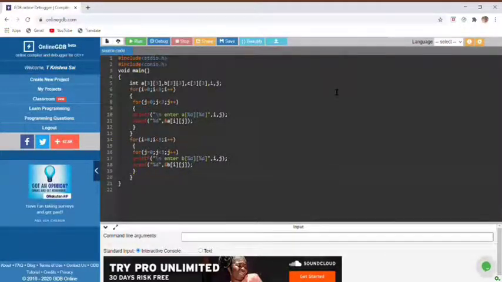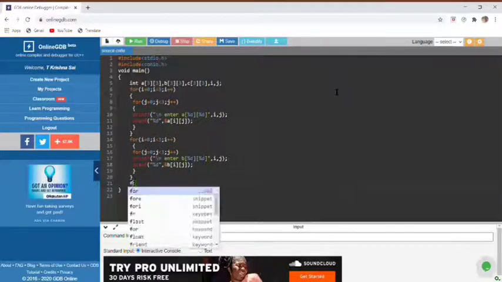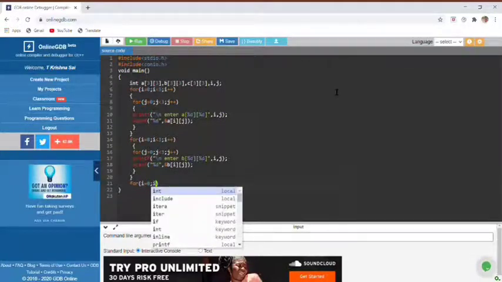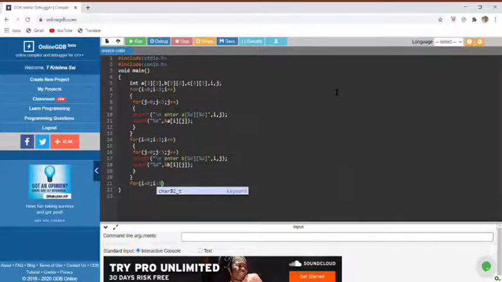The open brace should be closed, and here also it is closed. And now to read the third matrix, nothing but the output matrix, the C matrix, we use the same thing: for i equal to 0; i less than 3; i++. Opening a brace, enter.